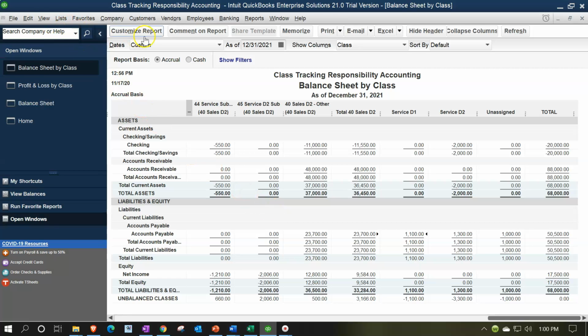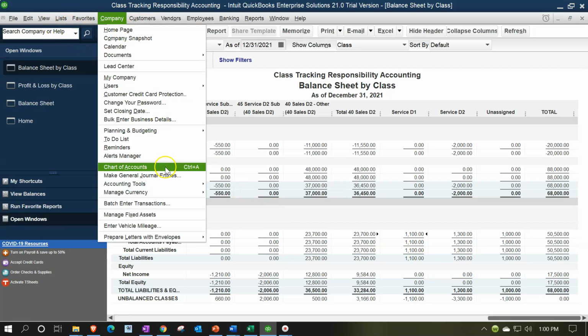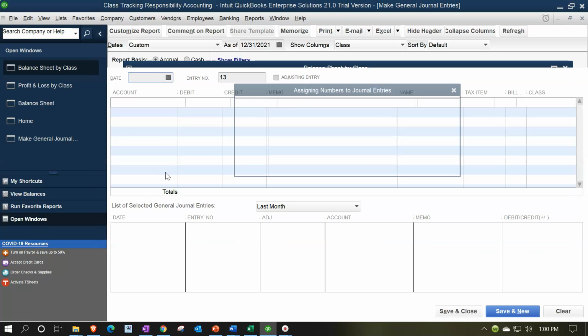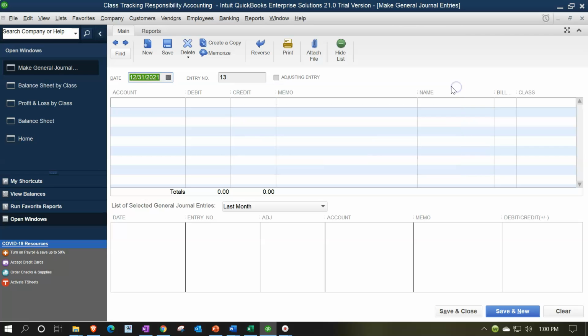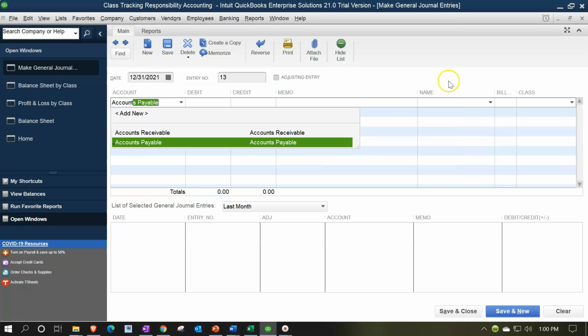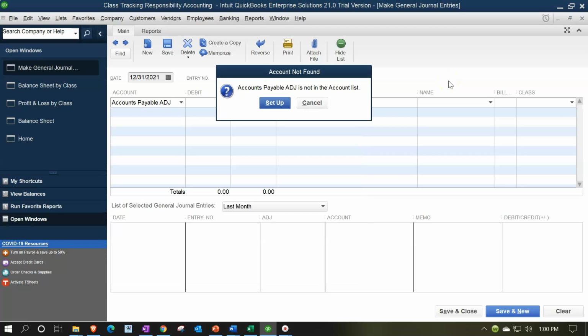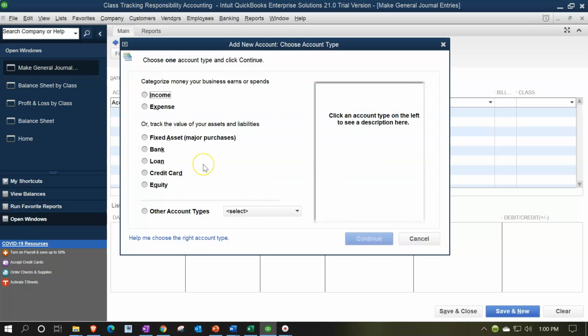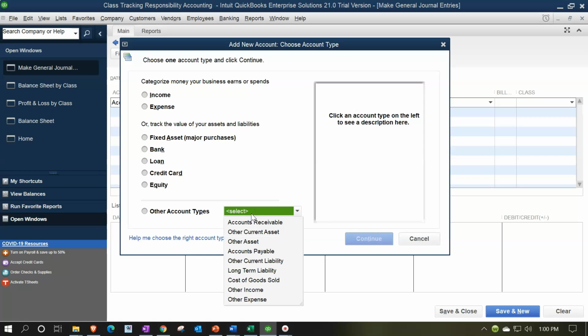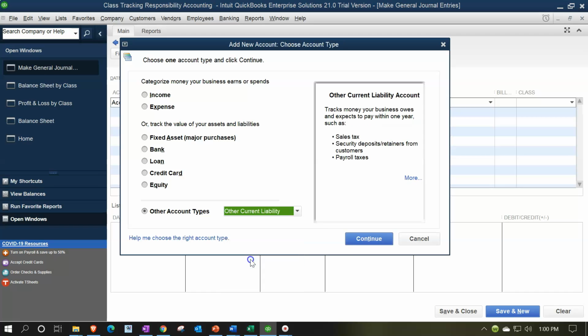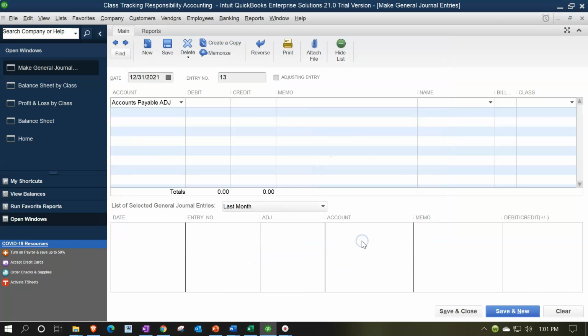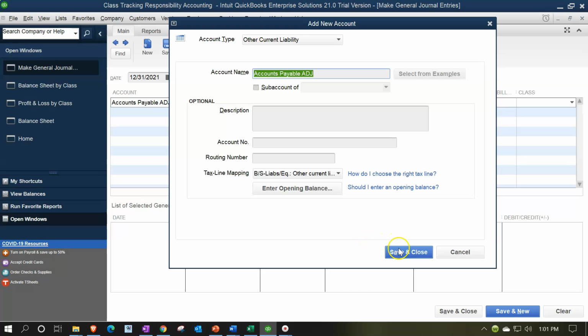I'm going to go to the company drop down. We're going to say make journal entries, and this is going to be as of 12/31, and then I'm going to call this accounts payable, and then I'm going to say it's an adjusting account, a DJ account, and I'm going to set this up. Now I'm not going to set it up as an accounts payable account because I don't want to be forced to add a vendor to it. That's the point. And I want to be able to have freedom over just recording this adjustment to it. So what I'd like to do is say this is going to be an other current liability type of account. That's what we want.